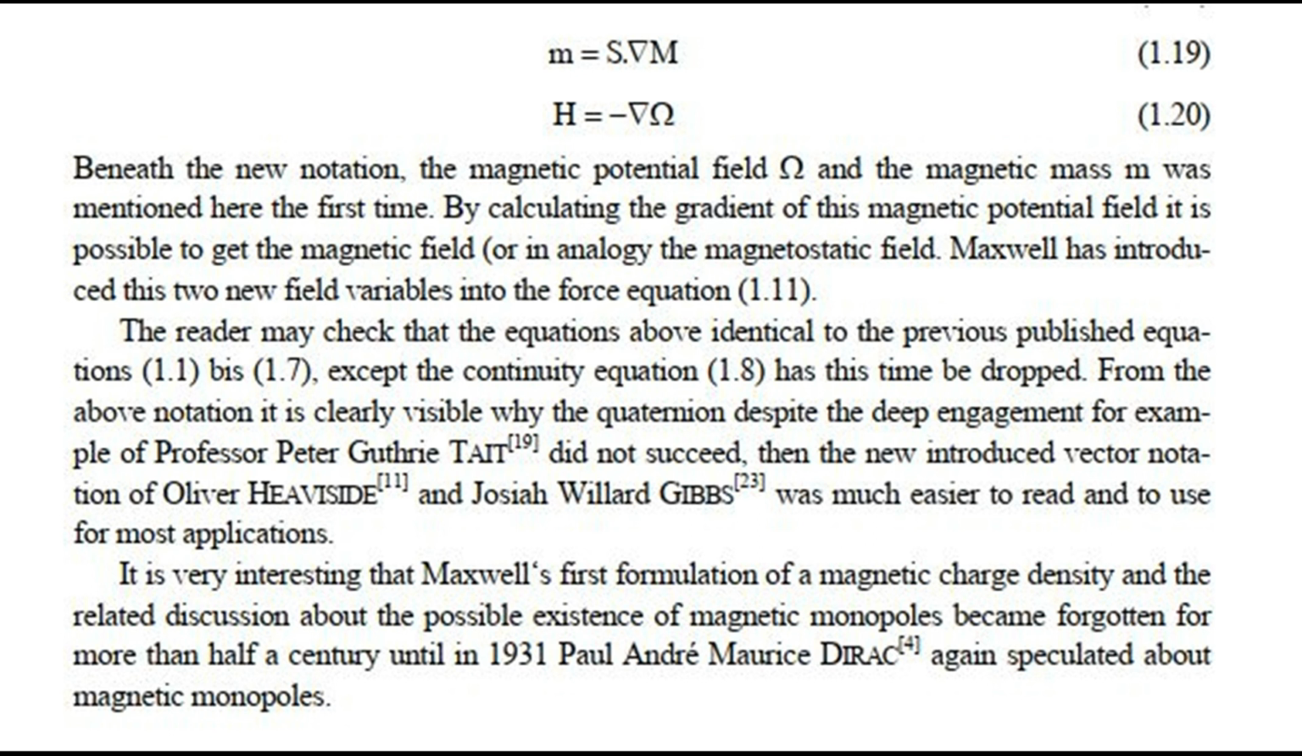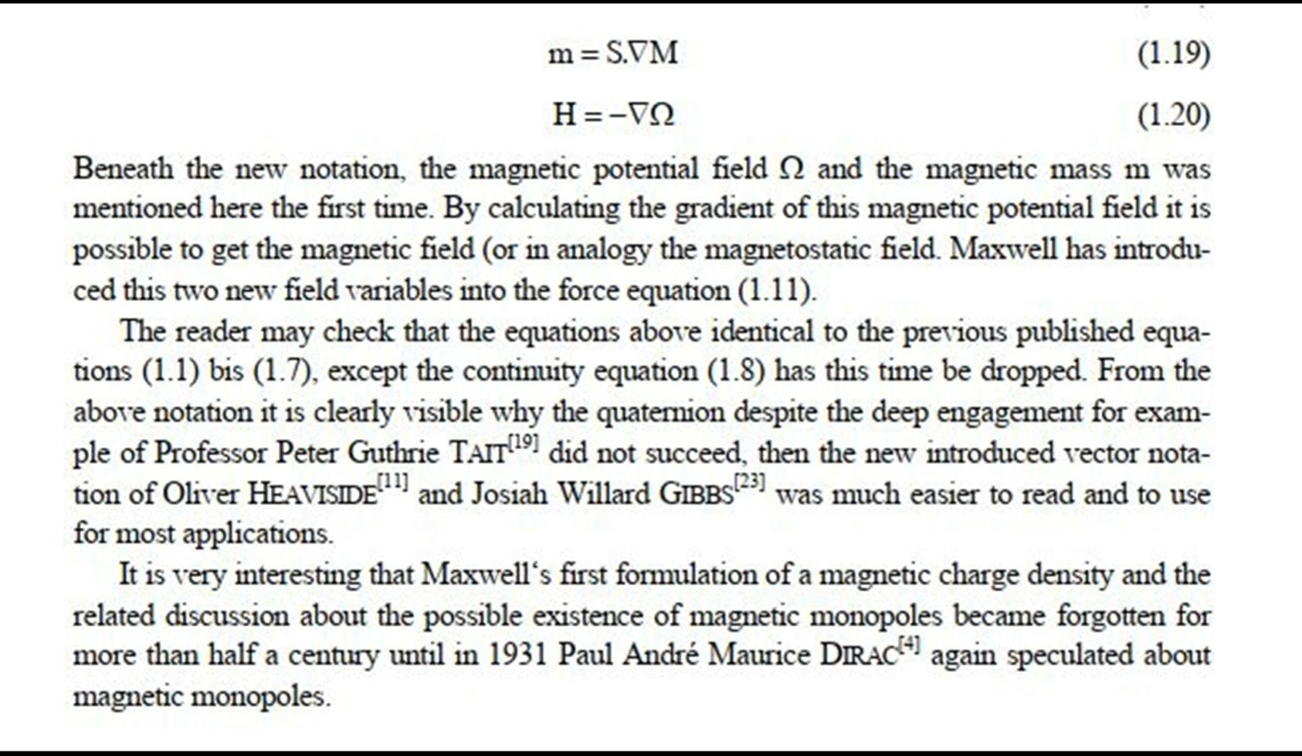Beneath the new notation, the magnetic potential field W and the magnetic mass M were mentioned here for the first time. By calculating the gradient of this magnetic potential field, it is possible to get the magnetic field, or in analogy the magnetostatic field. Maxwell introduced these two new field variables into the force equation, 1.11. The reader may check that the equations above are identical to the previously published equations, 1.1 to 1.7, except the continuity equation, 1.8, has this time been dropped.